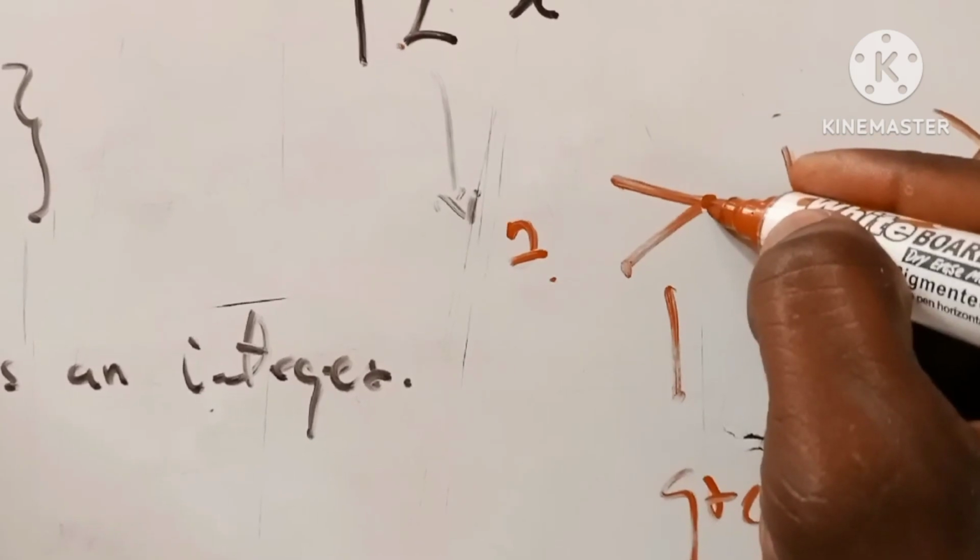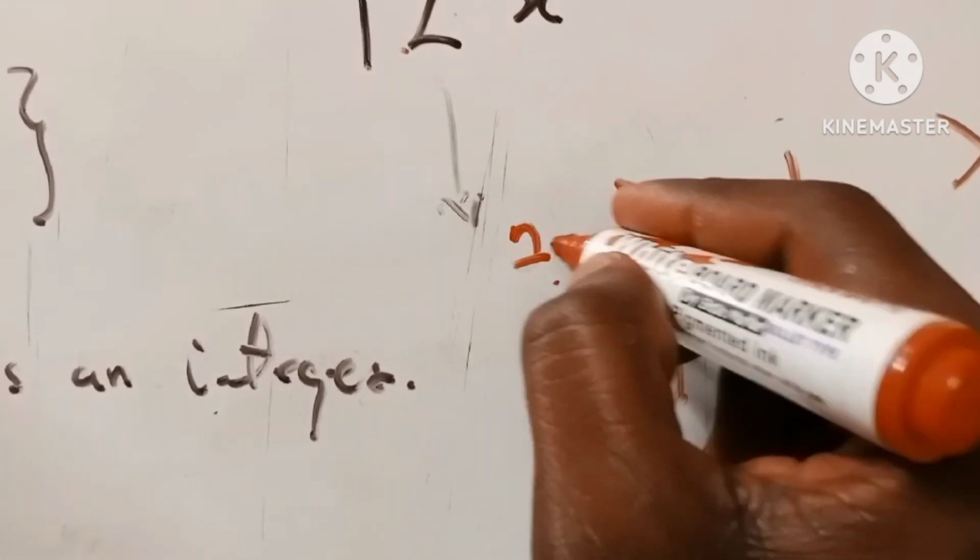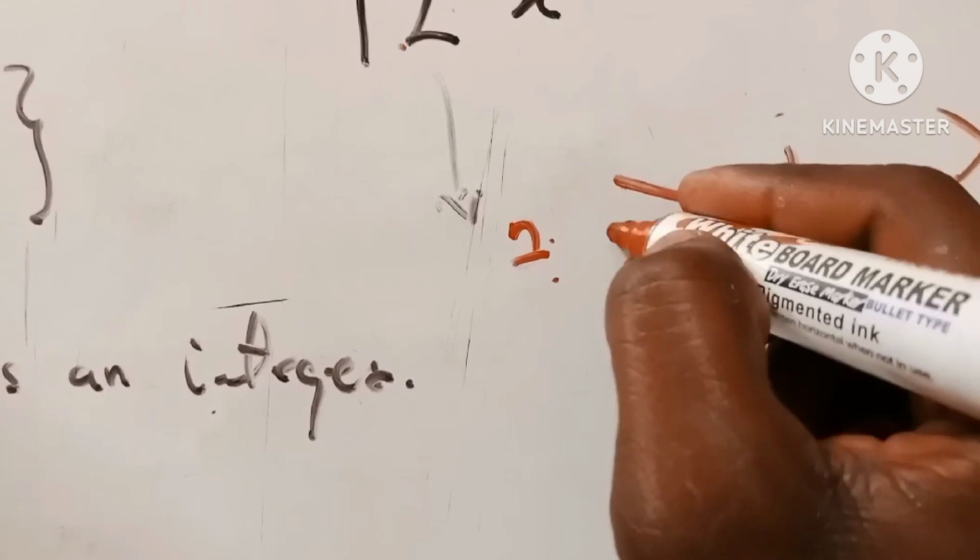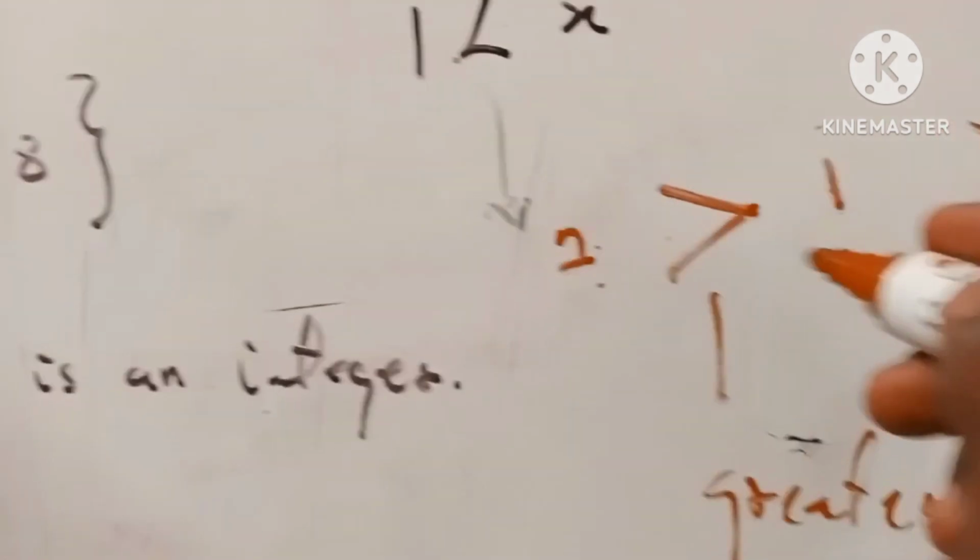So the pointed side is always the less than, and the greater than is always the side that has a very open mouth. So maybe something of that nature.